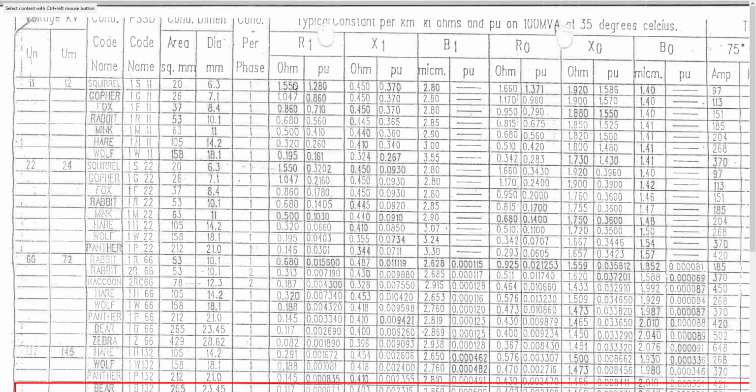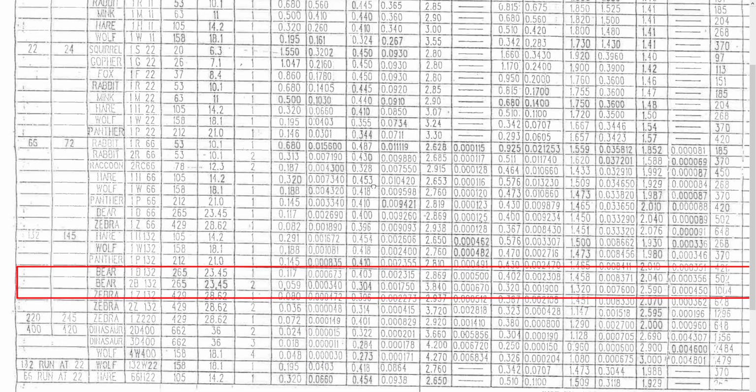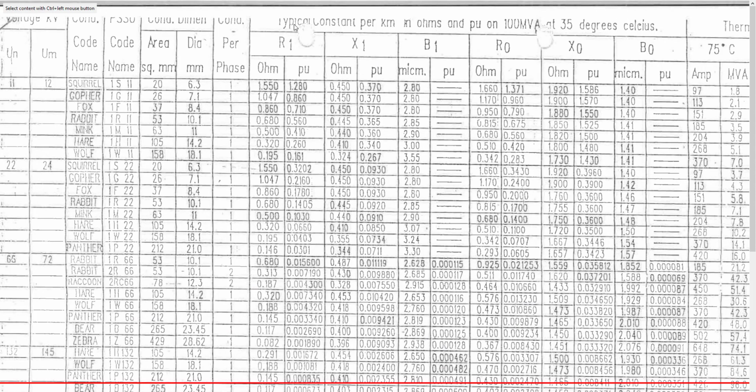Now R1 is the resistance, X1 is the reactance. You know the impedance is made of a resistance and a reactance. It's an inductive impedance. And the important thing to know also is these values are referenced per kilometer. So if you have 100 kilometers, then you have to multiply it by 100. That's basically how big your impedance is going to be.